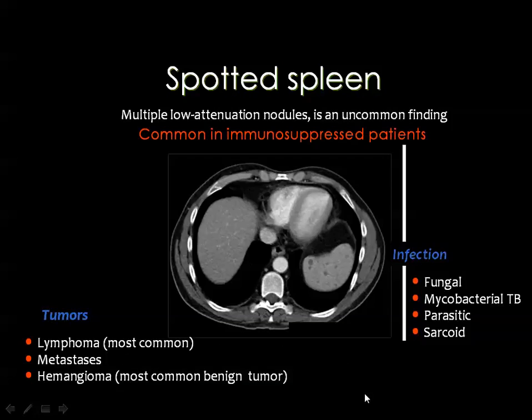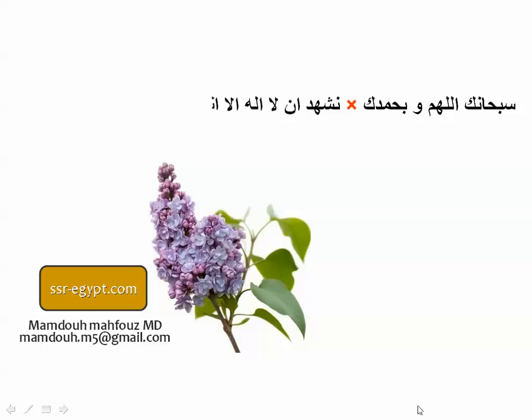If there is a non-primary malignancy, hemangioma, especially in the hemangiomatosis type, where you got multiple splenic hemangiomas affecting the spleen.